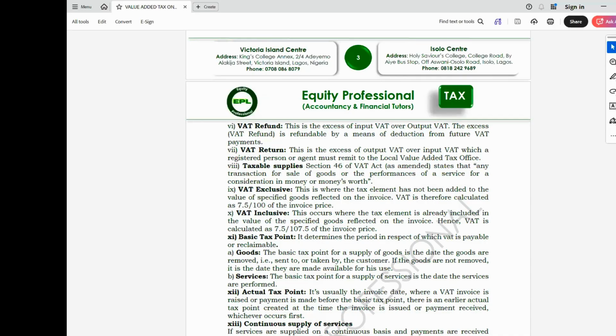Then we now have the actual tax point. When are you supposed to recognize the value added tax? For the actual tax point, you are supposed to recognize the value added tax on the invoice date. So the value added tax is expected to be recognized on the invoice. Usually the invoice date is where that invoice is raised or payment is made before the basic tax point. We say the basic tax point is when the goods are removed.